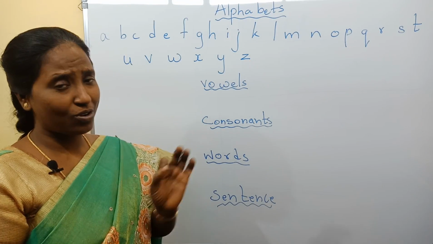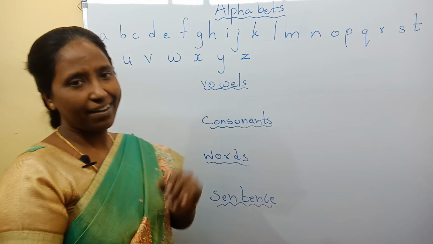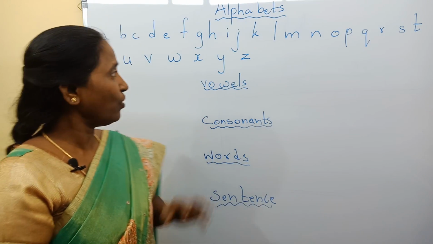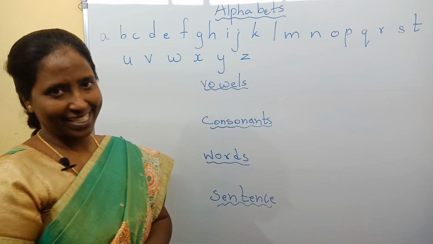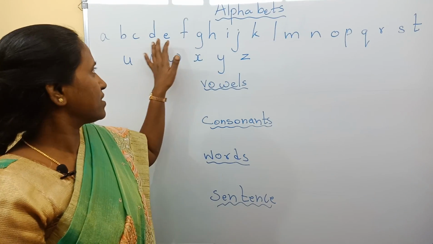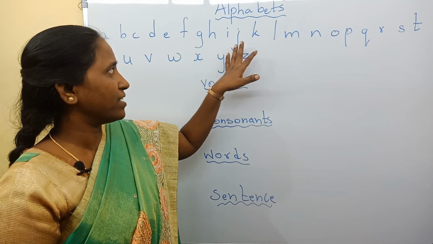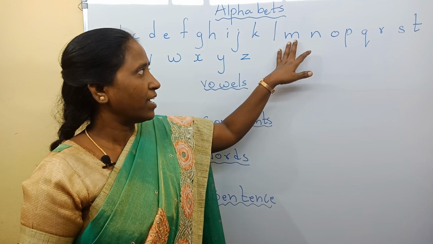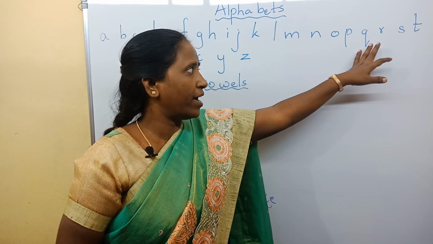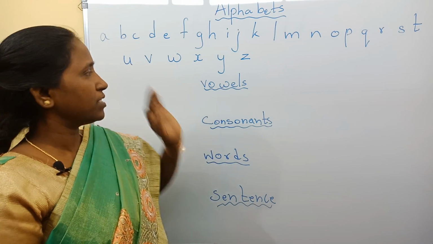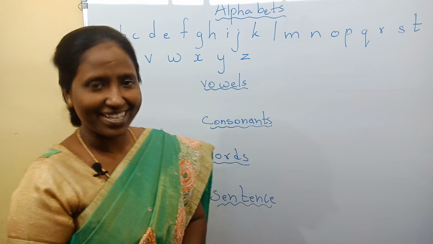Let's go to the core of the basics, that is the alphabets. We all know alphabets are 26. A, B, C, D, E, F, G, H, I, J, K, L, M, N, O, P, Q, R, S, T, U, V, W, X, Y, and Z.